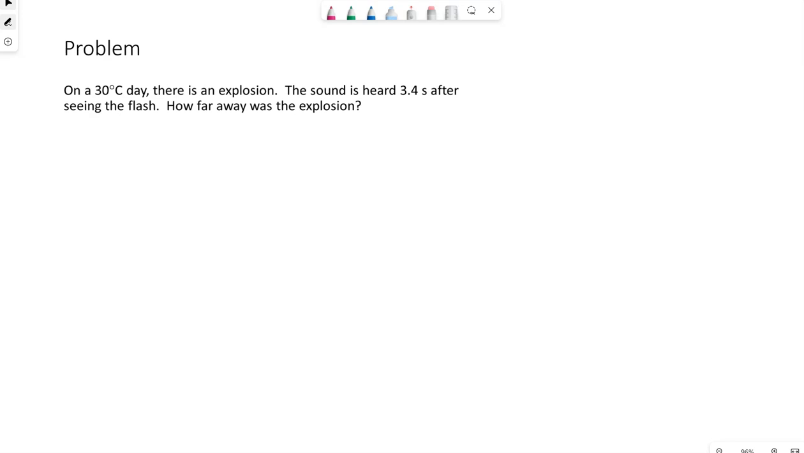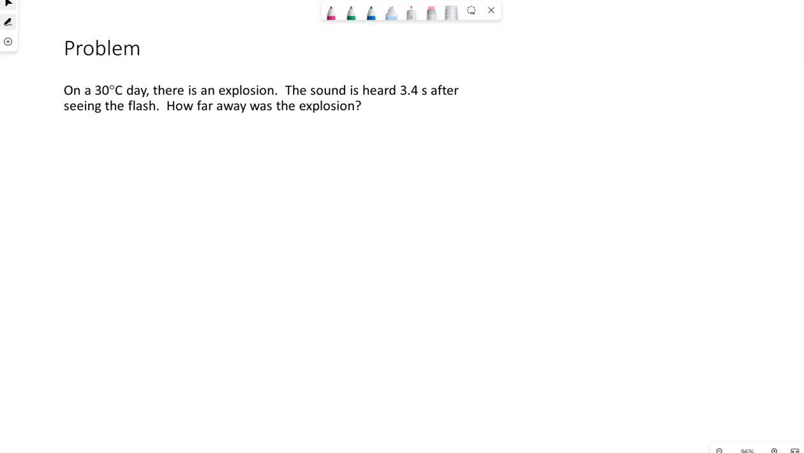We have another example problem here. On a 30-degree Celsius day, there is an explosion. The sound is heard 3.4 seconds after seeing the flash. How far away was the explosion? This is along the same lines as lightning, where we sometimes count 1 1,000, 2 1,000 between seeing the lightning flash and hearing the thunder.